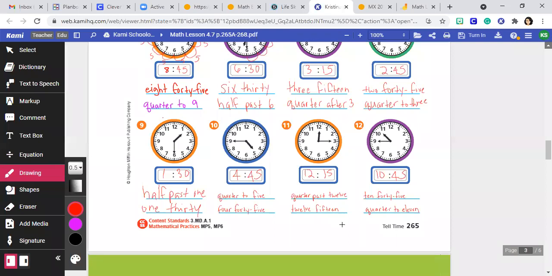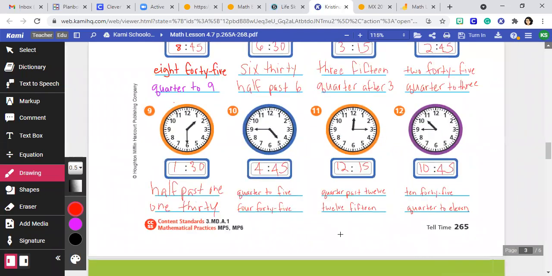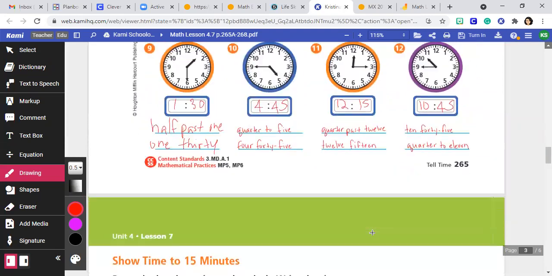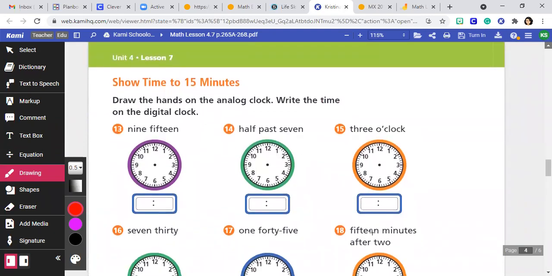All right, third graders, here are your answers for 9, 10, 11, and 12. 9 is 1:30. 10 is 4:45. 11 is 12:15. 12 is 10:45 or 11:15. Hopefully this is starting to make a little bit more sense to you.